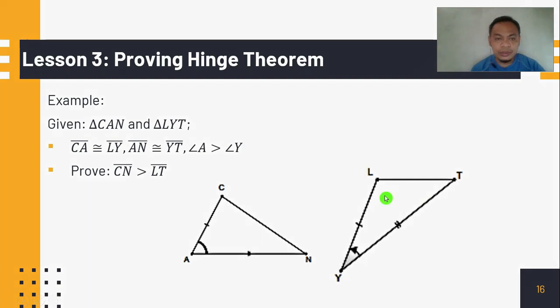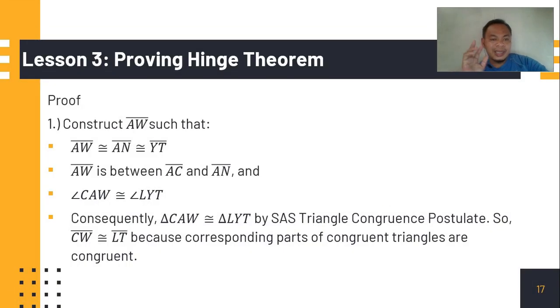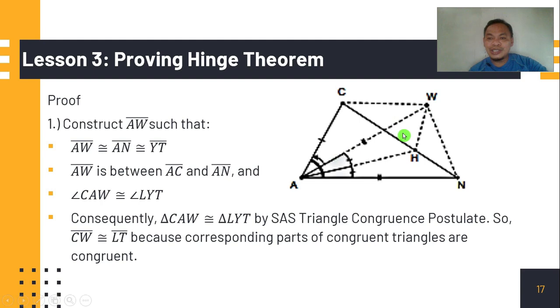Okay, so let's prove. So construct side AW. This is what our figure will look like. It's a little complicated, right? Where is AW? AW is here. This is our original figure. So construct AW such that AW is congruent to AN. Where is AW? This one. AW is congruent to AN. Where is AN? This one. They are congruent, AW and AN.